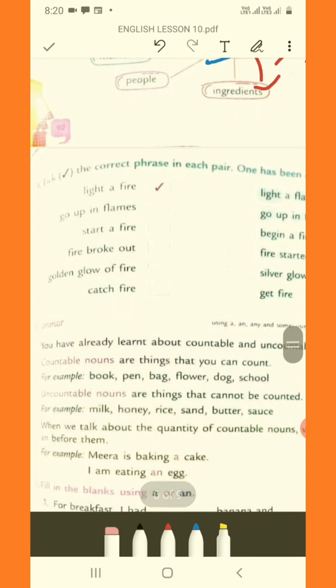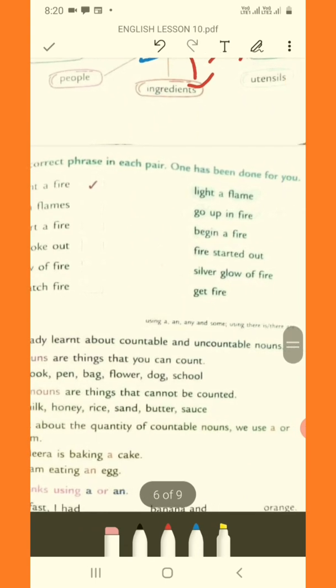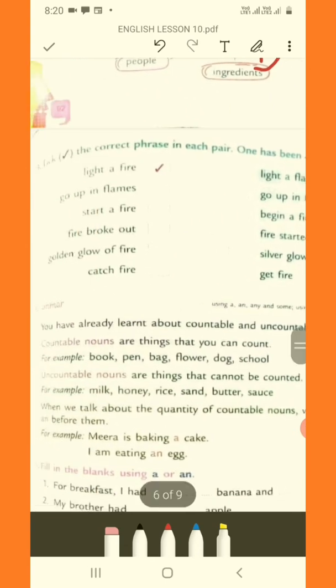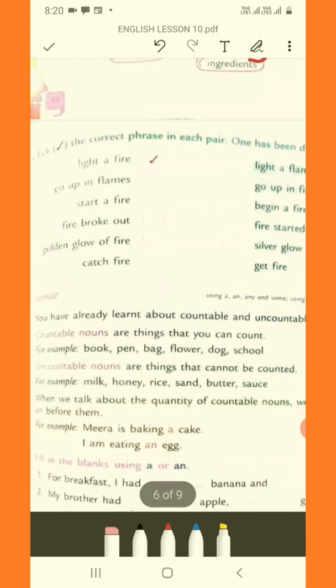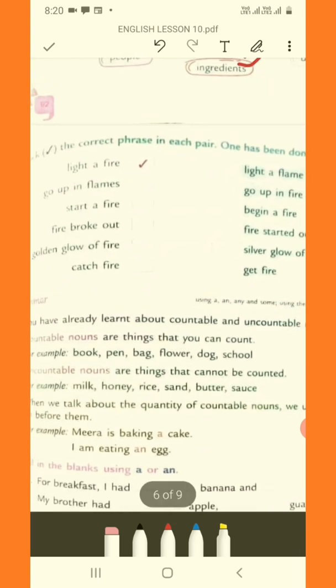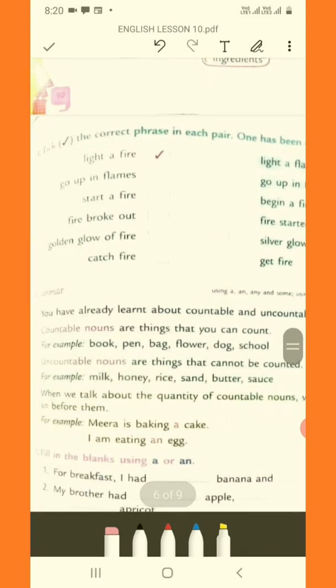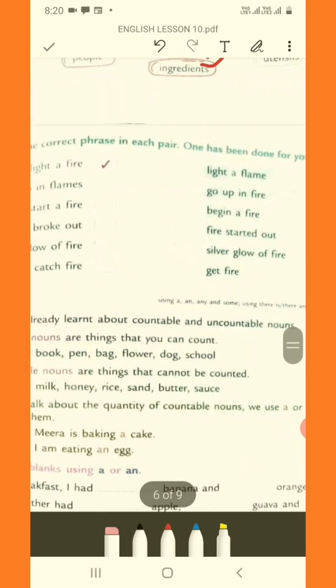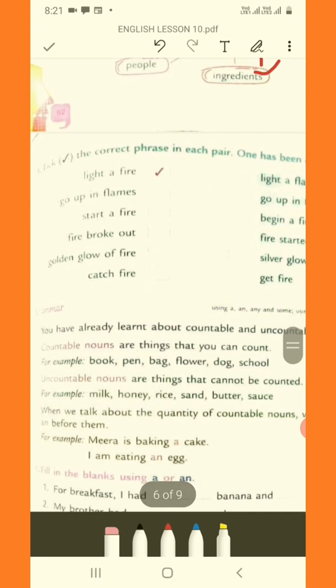Let's do the next. Take the correct phrase from each pair. One has been done for you. See, light a fire means to light a flame, right? Go up in flames means what? Does it mean go up in fire? Try them. This is interesting. A problem? Just talk to me.